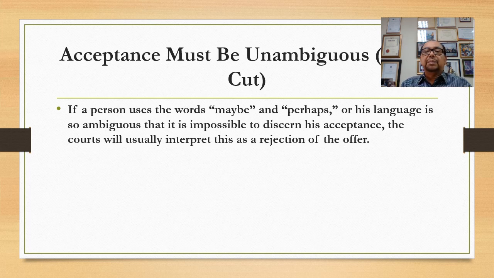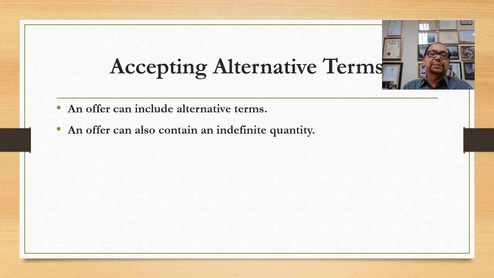Okay, maybe I buy the motorcycle. Perhaps you give me extra, you give me a new tire or something. That is no more acceptance. It is as if you're asking for a new condition. That means it's not clear cut, and then your acceptance is not valid. Simple as that.